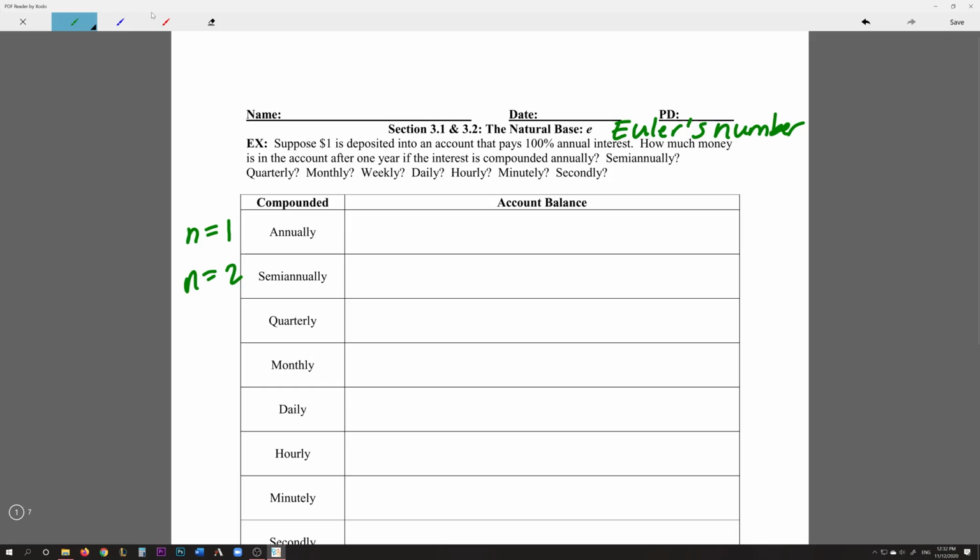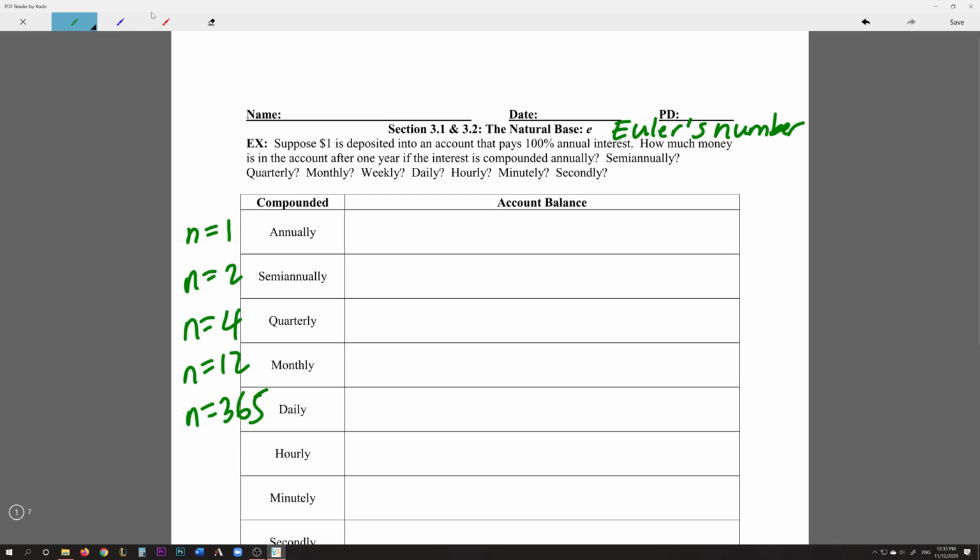Quarterly means that there are 4 parts. Monthly means that there are 12 months in a year. And daily is 365 days. So we'll go up to here. We can actually go as n goes to infinity, and we'll see what happens.